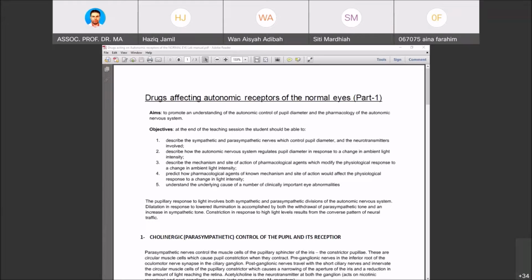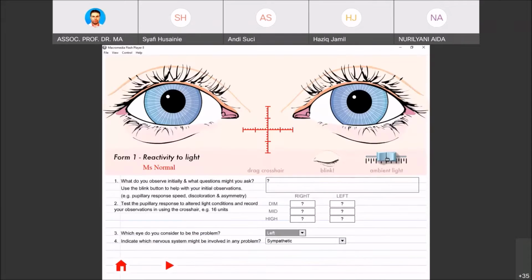So in this part one, the first session, we are going to test the autonomic drugs applied on the normal eyes. In the next session, we are going to have some application of the same drugs that we are applying now on the normal eye. We are going to apply them later on the diseased eye.